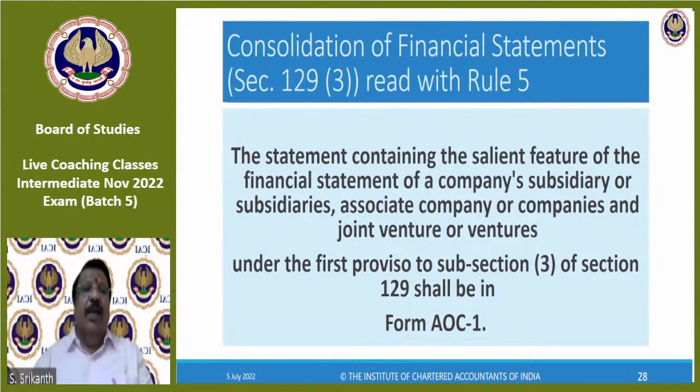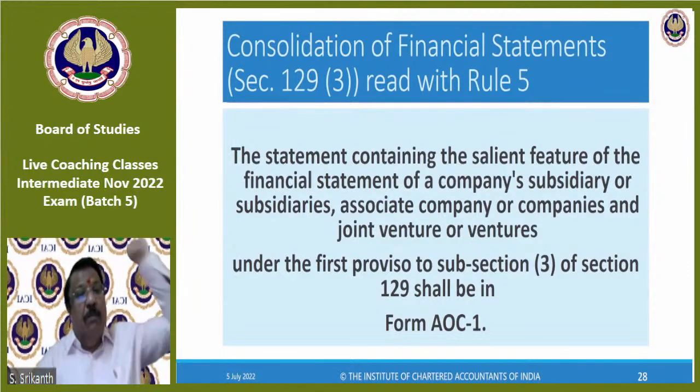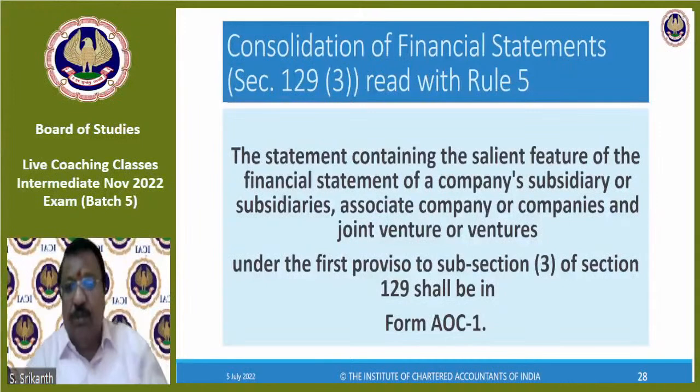The statement containing the salient feature of the financial statement of a company's subsidiary or subsidiaries or associate company or joint venture or ventures, it should be in AOC 1. See, when a company has subsidiary or subsidiaries, associate company or companies, and joint venture or ventures, you can't go around giving the complete financials of those subsidiaries also. Once upon a time, it was like that.